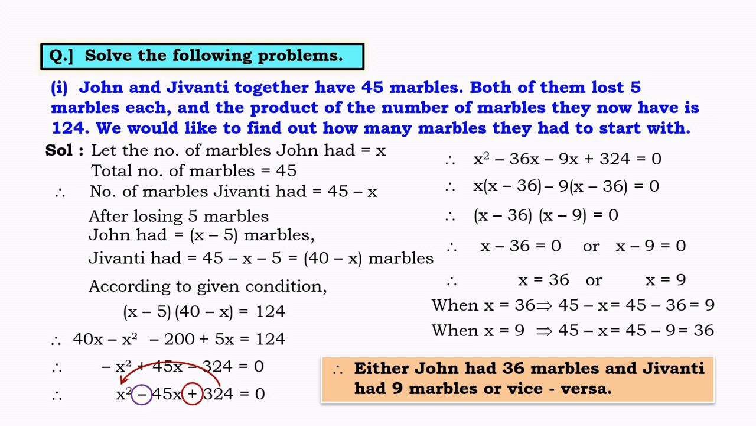Let us verify the answer. After losing 5 marbles each, they would have 31 and 4 marbles. The product of 31 and 4 is 124. The condition is satisfied. Hence, either John had 36 marbles and Jeevanti had 9 marbles, or vice versa.